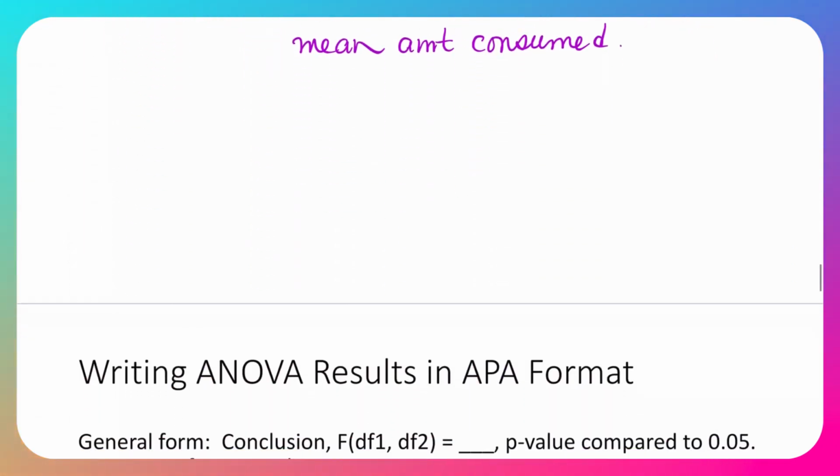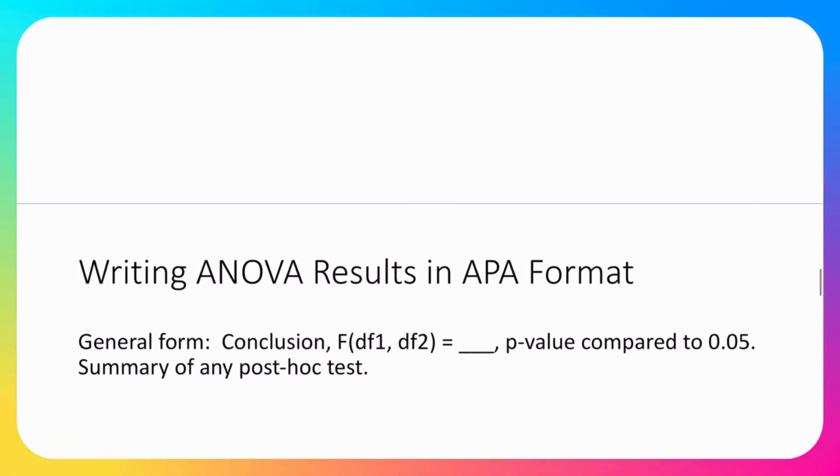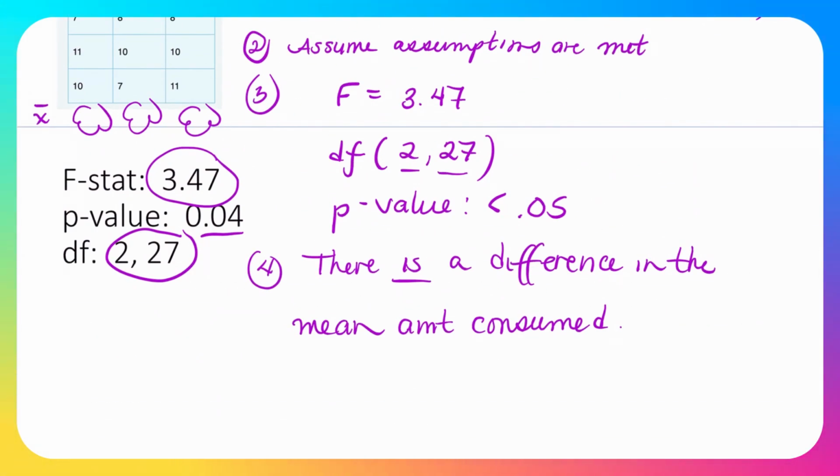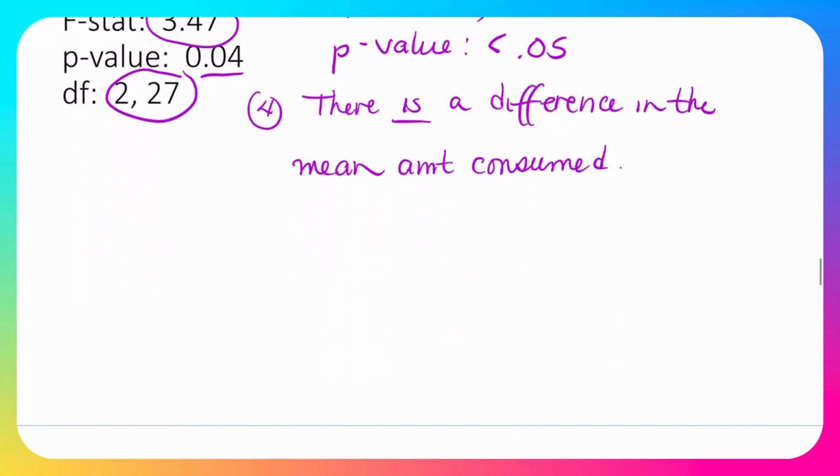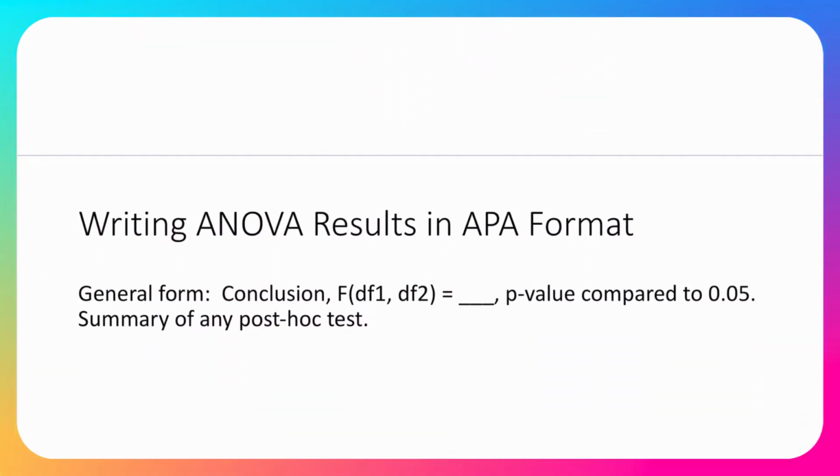Okay? All right, so how do we write our conclusion in APA format? Remember, this is all our scratch work for the problem. And now what we want to do is summarize it in formal language for a reader using APA format. So in general, we write our F and our degrees of freedom, and we insert the F statistic there. The p-value compared to 0.05, or 0.01 if you got an exceptionally small p-value. And then a summary of any post hoc test.